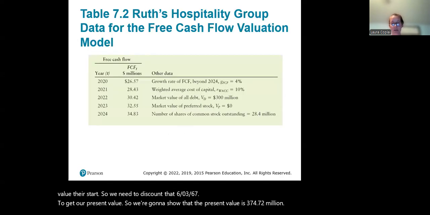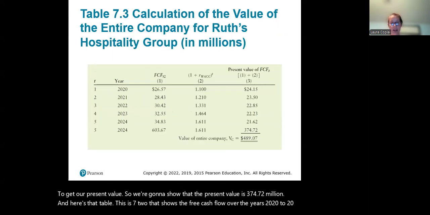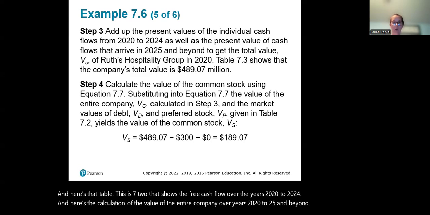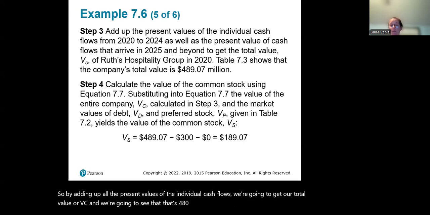And here's that table. This is 7.2 that shows the free cash flow over the years 2020 to 2024. And here's the calculation of the value of the entire company over years 2020 to 25 and beyond. So by adding up all the present values of the individual cash flows, we're going to get our total value, or VC. And we're going to see that that's $489.07 million, sorry.